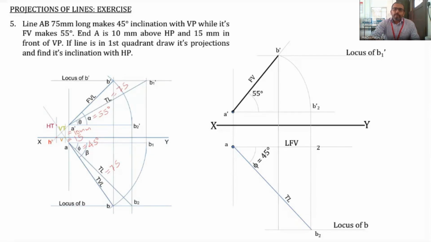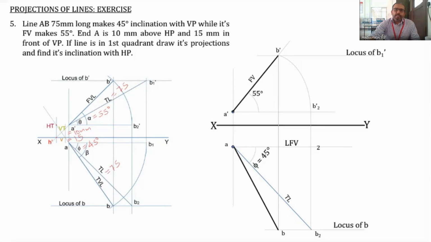Now we can project B dash to the locus of B. Locus of B is at the bottommost part of this drawing, that is towards the horizontal line through B2. That is the locus of B. So we draw from B dash to locus of B. So this is point B, and then we join A and B. So these are the projections.